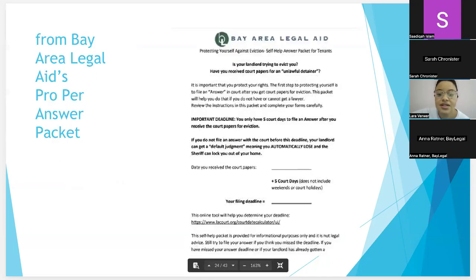So this is just a copy of the first page of our answer packet. We have a pretty detailed answer packet, and please feel free to share our answer packet with anyone who is at risk of eviction or has received an unlawful detainer action. It has helpful information on how to fill out an answer packet, what to look for, and any defenses that they can put in their answer, as well as those blank forms to be able to use to file their answer. Next slide.